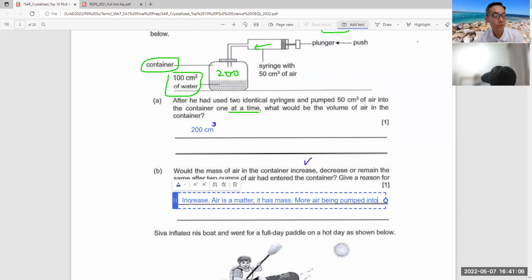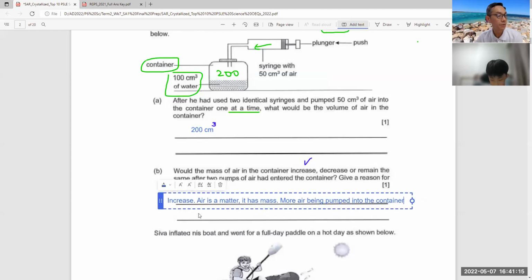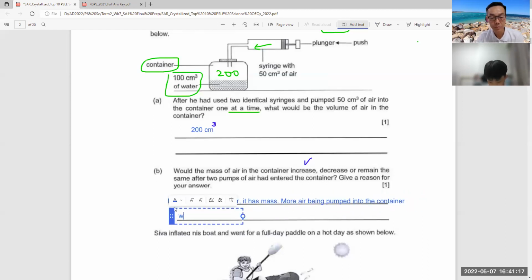So more air being pumped into the container would increase the mass. Okay. Increase, air is a matter, it has mass. So more air being pumped in the container will increase the mass.